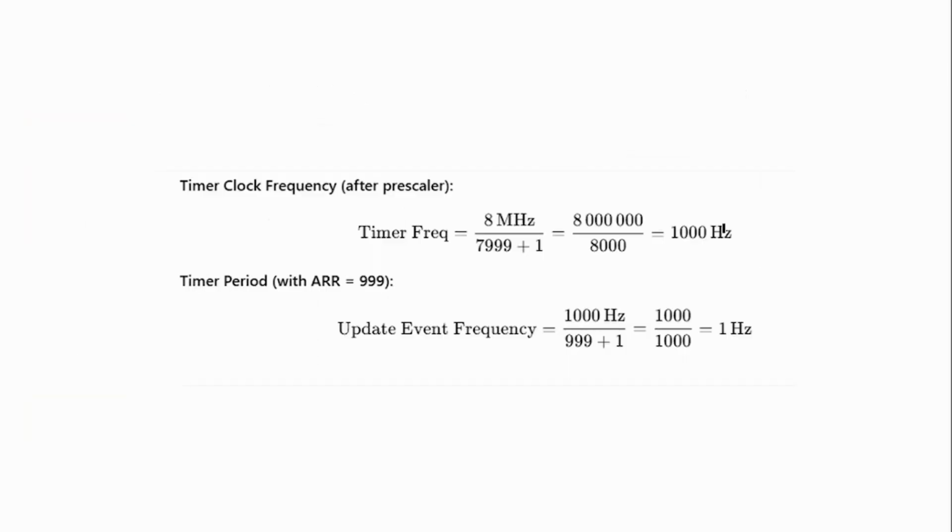And for this experiment we will use this calculator. So our crystal frequency is 8 megahertz, so my prescaler value will be 7999 and my ARR value will be 999. Okay, and using these two values we can achieve the frequency 1 hertz. 1 hertz means if you convert this frequency into time, it is 1 second. Okay, so each interrupt will trigger after 1 second. So we will use this calculation and I will show you in code also.